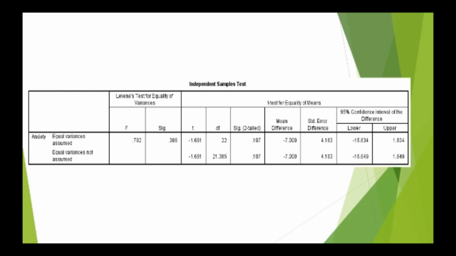But to make it short, we just have to look for the significant value two-tailed column. If the result in this column is less than 0.05, then the means of the two groups are significantly different. But if it's more than 0.05, it means they are not significantly different. In our case, since the value is 0.107, it means that there is no significant difference on the anxiety level between the two groups. But aside from this information, we also need to know if the effect is substantive.